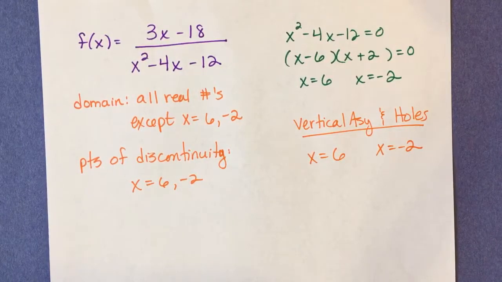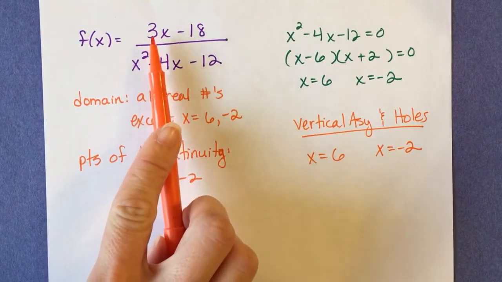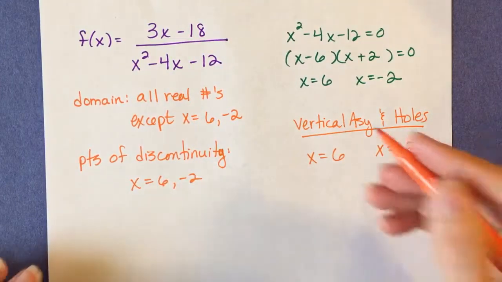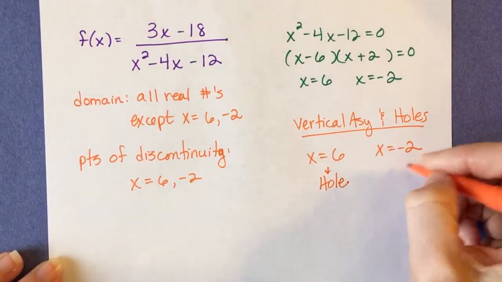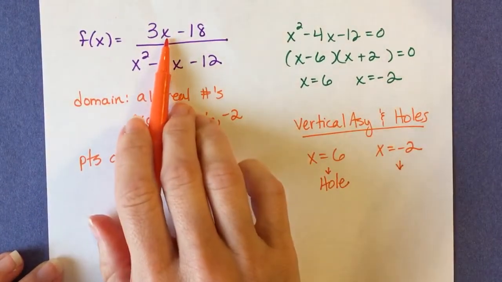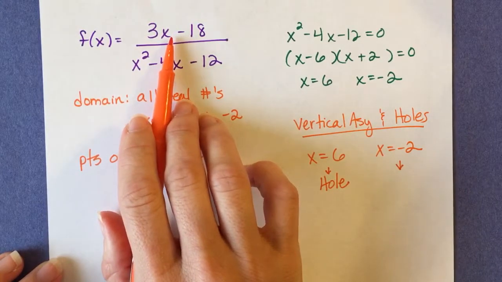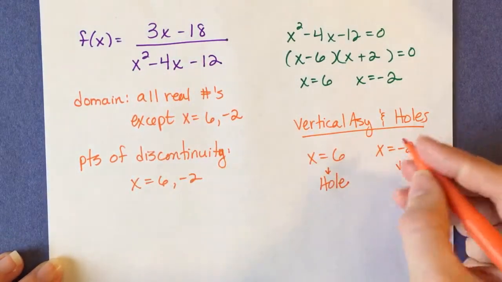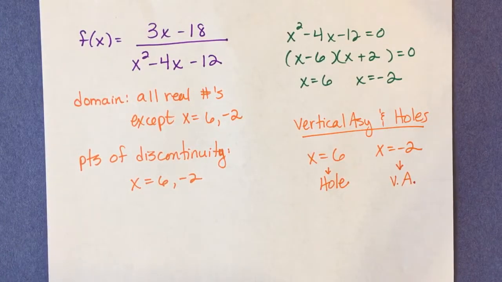All right, so the difference in the vertical asymptote and the hole is whether it causes your numerator to equal 0. So if I were to substitute 6 into my numerator, that's actually going to give me 18 minus 18, which is 0. So that means that this is actually going to be a hole. Okay, then if I substitute negative 2, then that's just going to give me negative 24. So as long as it's making only the bottom equal 0, then it is just a vertical asymptote. Okay. So x equals 6 is the hole, x equals negative 2 is the vertical asymptote.